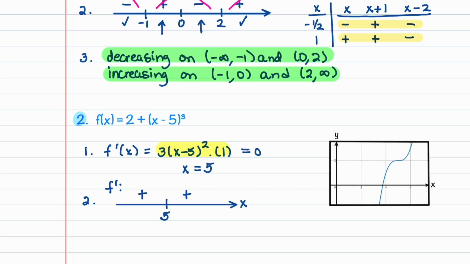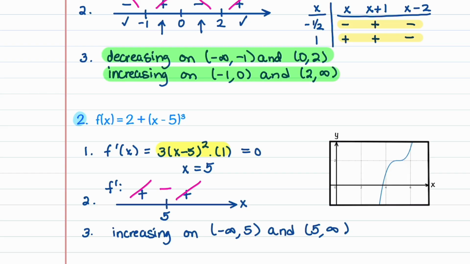So our function is increasing and increasing. One thing we have to keep in mind though, at 5, the derivative is equal to 0, so the function has a horizontal tangent and is not increasing there. So for our answer for part 3, we have to say that our function is increasing on minus infinity to 5 and from 5 to infinity. And we have to leave out the 0.5.